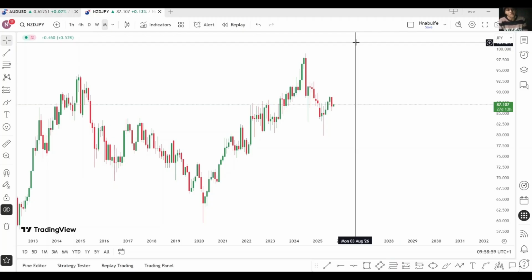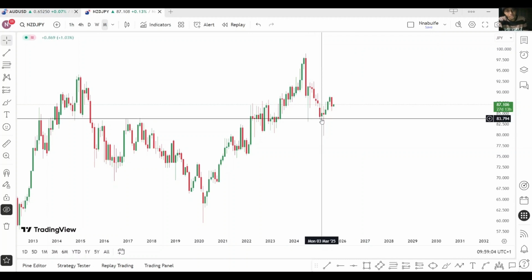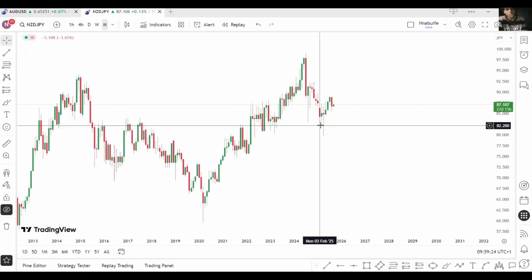NZD-JPY failed to do that. Instead, we broke structure and made a lower low. It's a change in trend. This is a typical change in trend. We are supposed to make equal highs or higher highs, but price failed to do that. So what did it do? It broke structure and made what? A lower low. It's a change in trend.